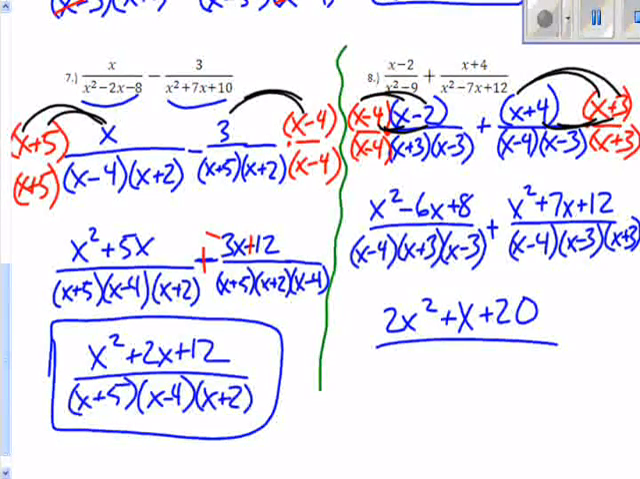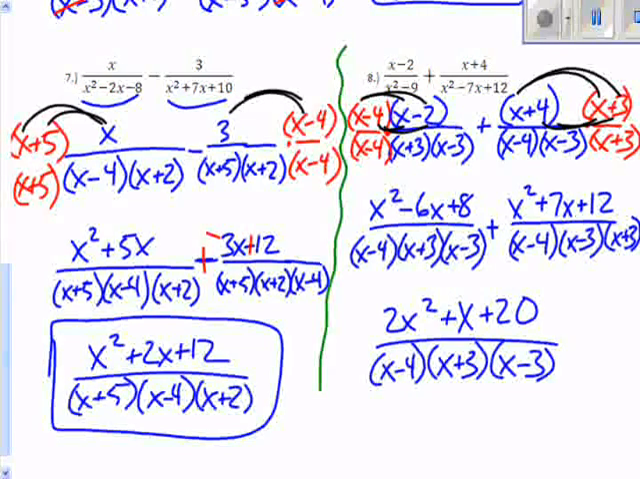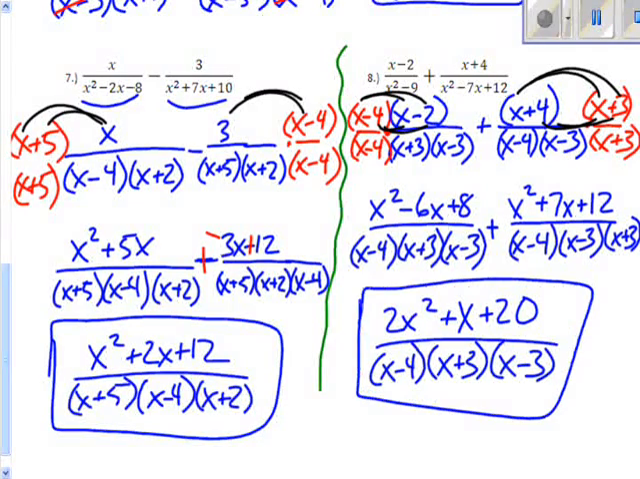And then, of course, the last thing I can do is build a bridge and try to factor that guy, but it's not going to factor. So I added the numerators. The denominator stays the same, and that's it. I can't reduce this because the numerator doesn't factor, so that's my answer. Okay.